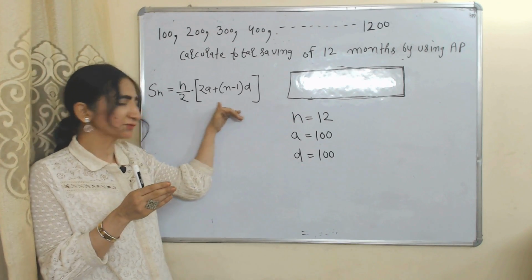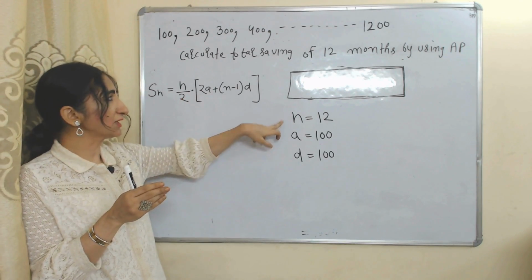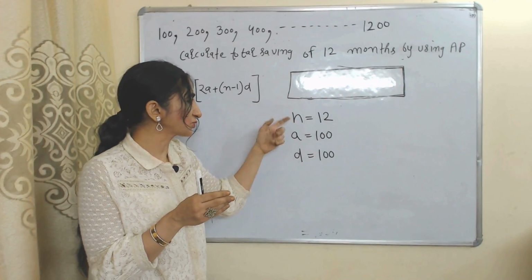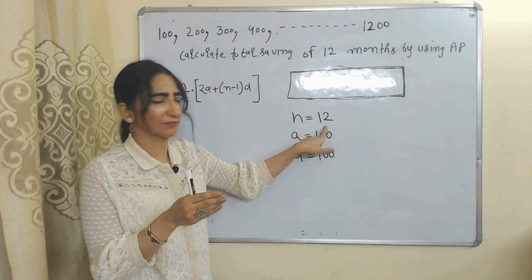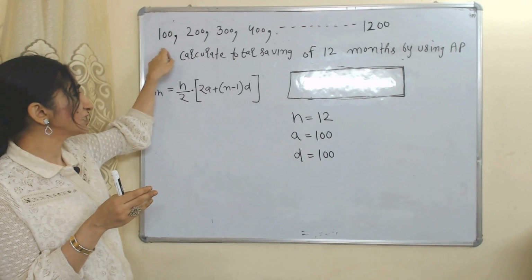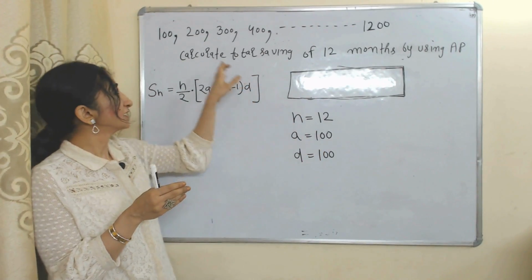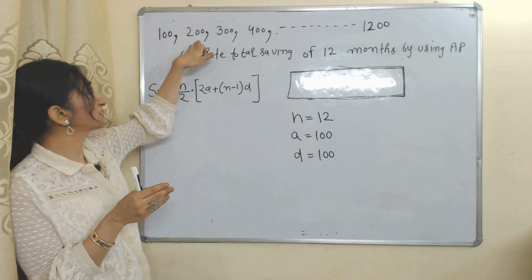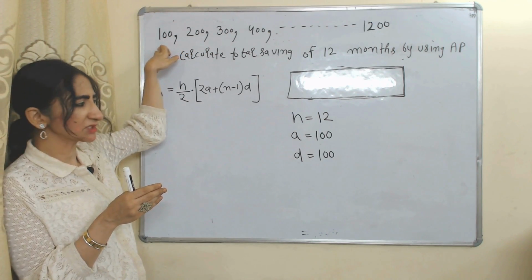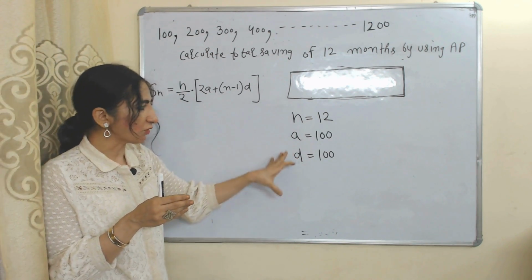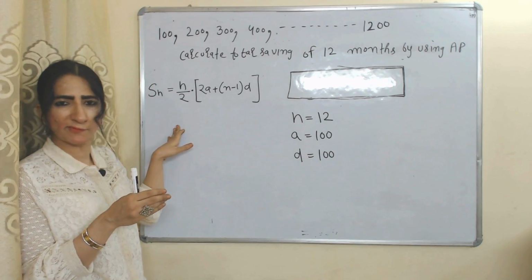We will use this formula of AP. And here we have to find out the total saving of 12 months, that's why the value of n is equal to 12. First month saving is equal to 100, so the value of a is equal to 100. The difference between the second month saving and the first month saving is equal to 100, so the value of d is equal to 100. We have all these values, just put them in this formula.